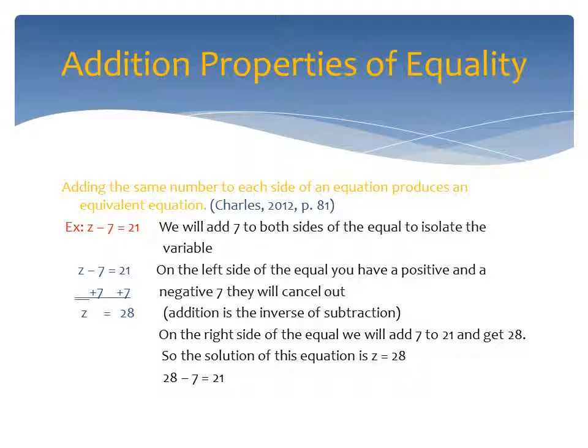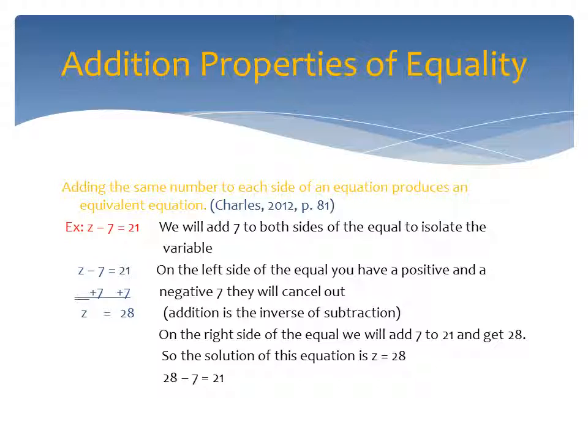Example: z minus 7 is equal to 21. We will add 7 to both sides of the equal sign to isolate the variable. On the left side of the equal sign, you have a positive and a negative 7. They will cancel out. Addition is the inverse of subtraction.